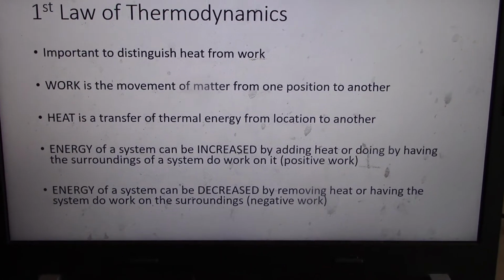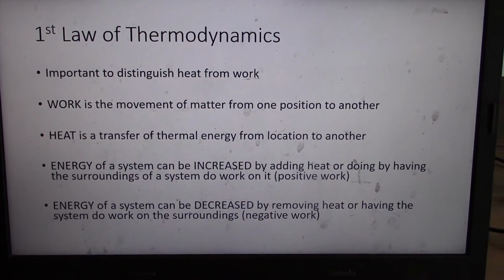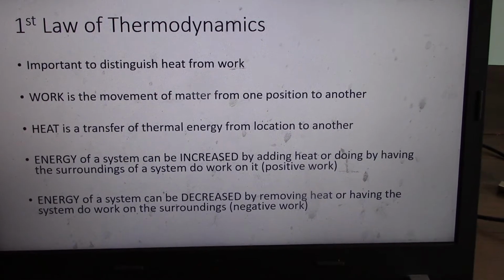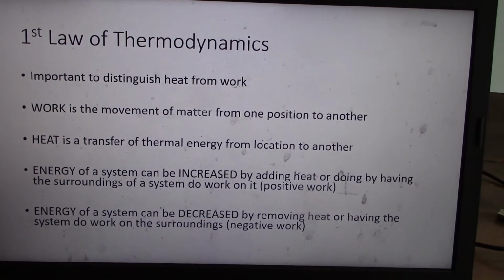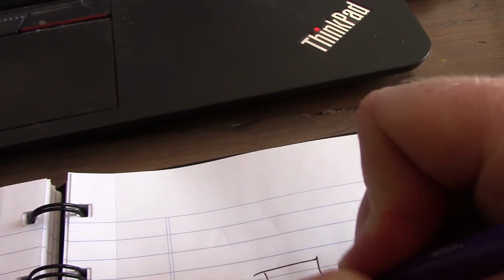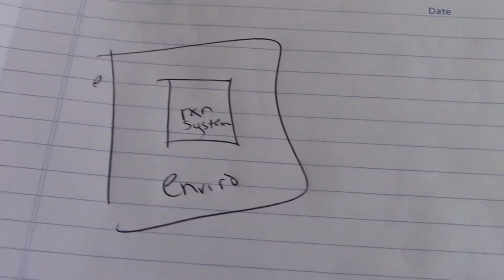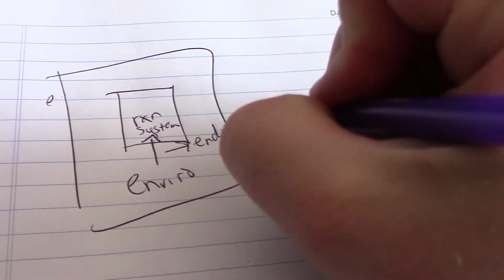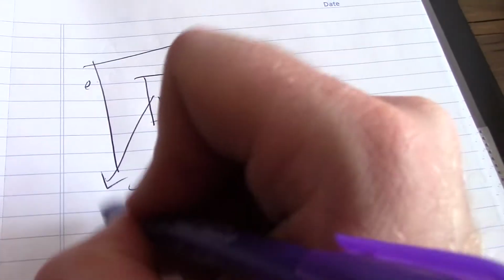So you could have energy absorbed by the system from the surroundings. Energy of a system can be decreased by removing heat or having the system do work on the surroundings. So having energy lost to the surroundings. Okay, so there's the environment, right? What you have to understand is that when we look at thermodynamics, there is a reaction system where the chemicals are reacting, and then there's the environment around it. Okay, so if energy goes into the system, that would be called endothermic, and that would be positive. If energy leaves the system, that would be exothermic, and that would be negative.